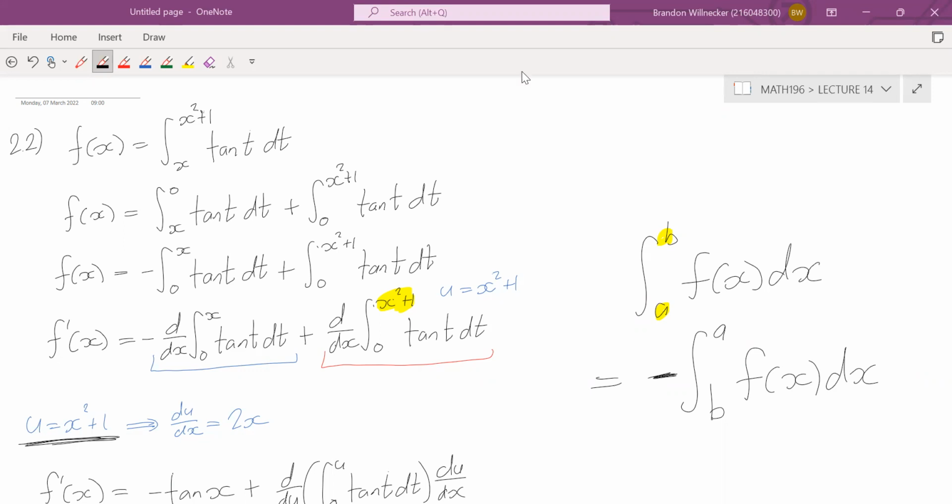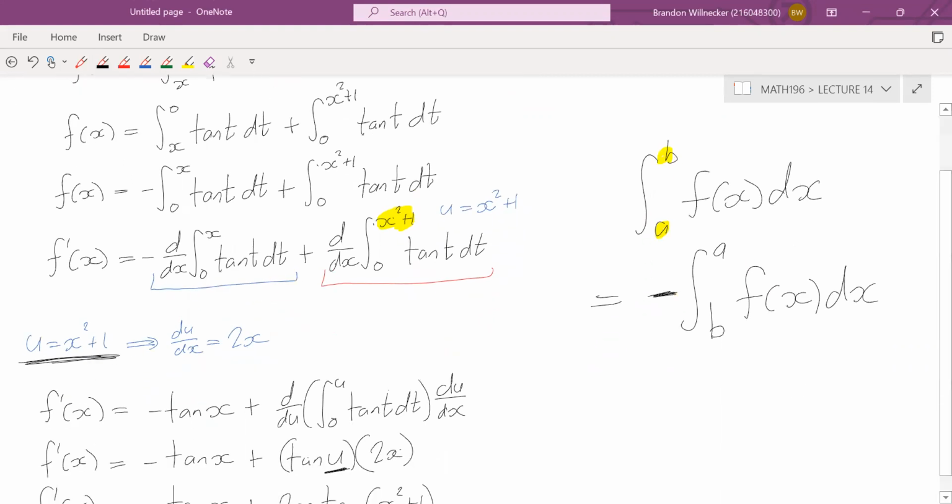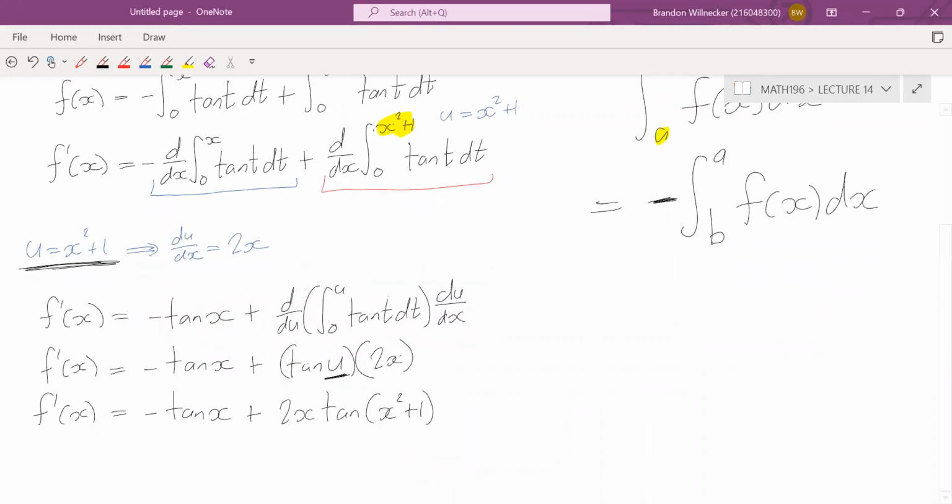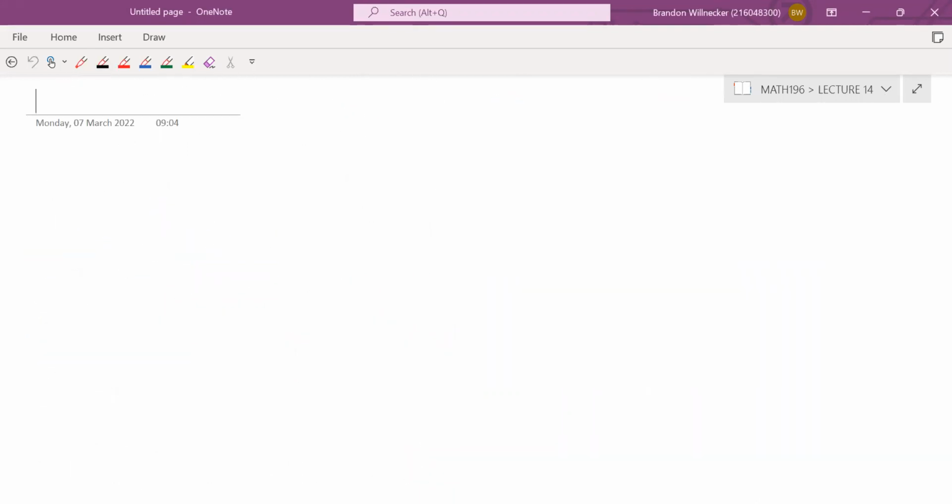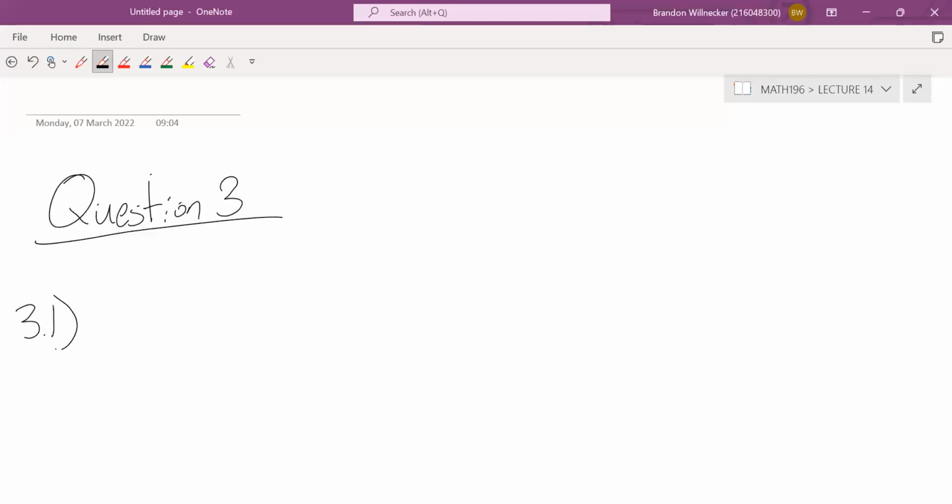Okay, any other questions from anyone else? Okay, let's go on to the next question. So question 3. Okay, so these were the definite integrals. So question 3 for your test will be on definite integrals.